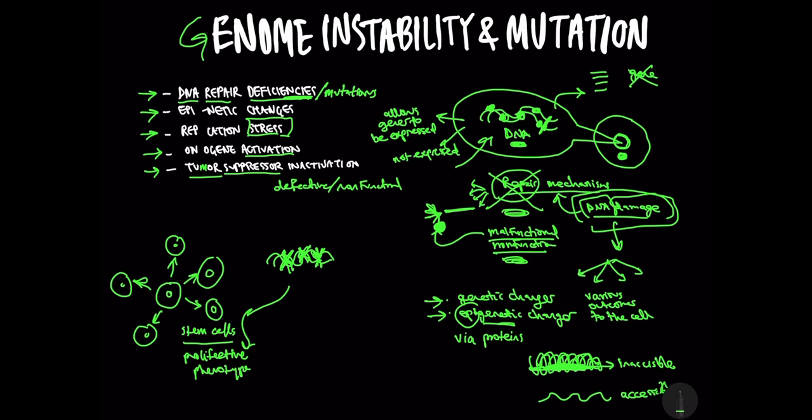So these are some of the mechanisms by which genome instability and mutation occurs, and there are various different mechanisms in each of these, and perhaps more points here, and each of these points has their own detail, but here we've gone over some main general themes that we see in the context of genome instability in cancer.